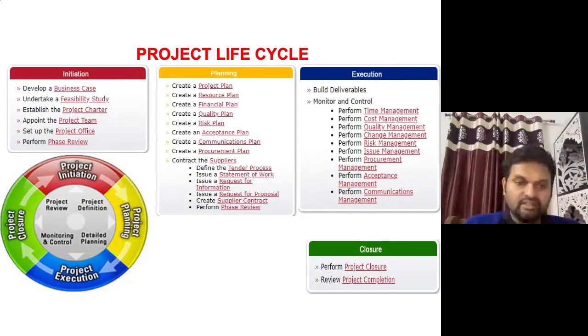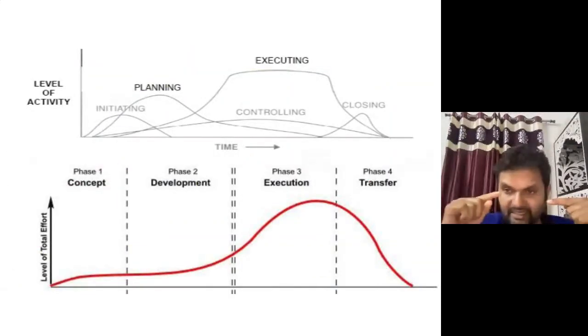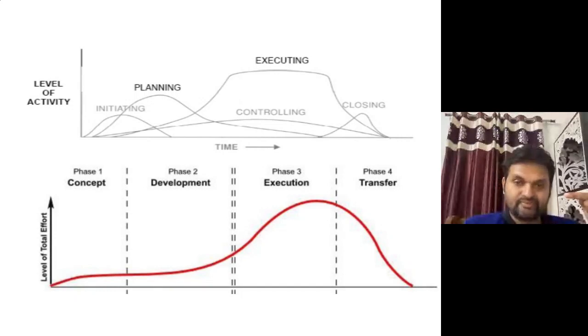Okay, so we already understood the project life cycle. Even we understand where the effort will be required. At the initial stage, the project initiation stage, which is also known as the concept, effort is less, right? When you're starting with the planning, effort is increasing. The main effort will be required at the execution phase. And when you're moving to the finishing level or handover, again the effort is on the reducing graph.